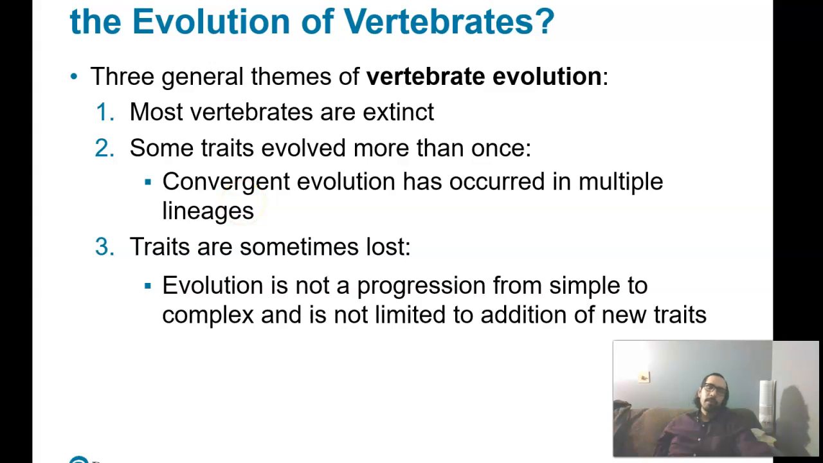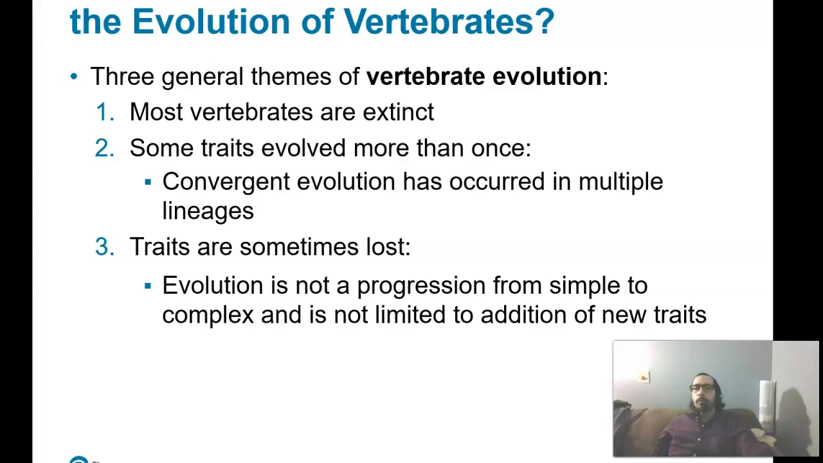So what were some key innovations that occurred during the evolution of vertebrates? Well, there are three general themes of vertebrate evolution. One, most vertebrates are considered to be extinct because when you look at the fossil record, there's a lot more diversity compared to what you see now.